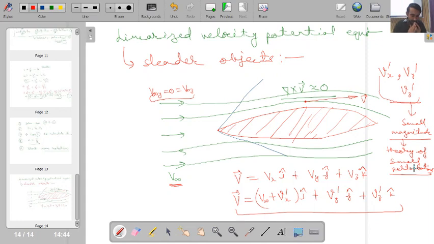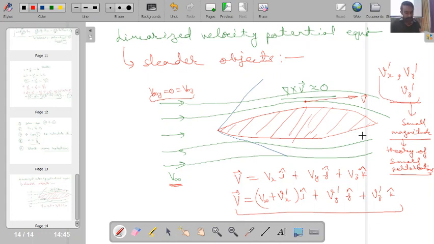Now physically, what we have done is take a thin slender object, so it will create a situation of very small perturbation. If you take a thick object, then the deformation of the streamline will be very large. If there is large deformation in the streamline, then our perturbations will be of finite magnitude in velocity in all three directions. Then this type of linearized theory cannot be applied.